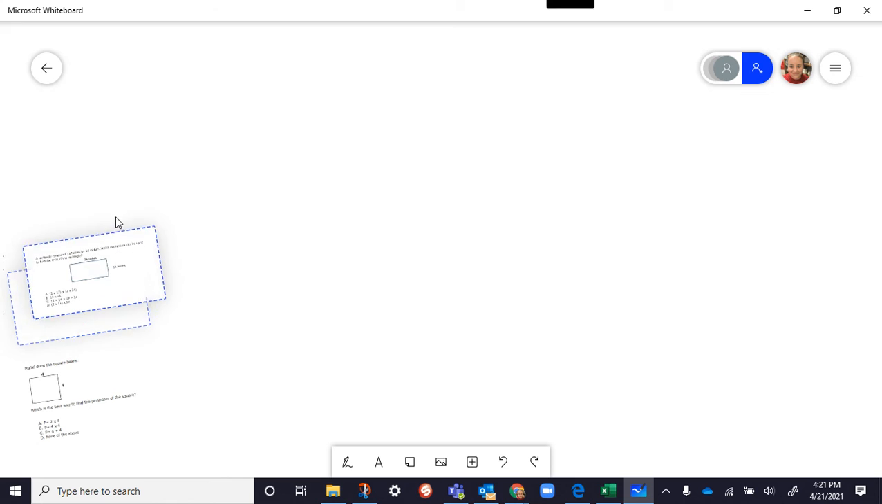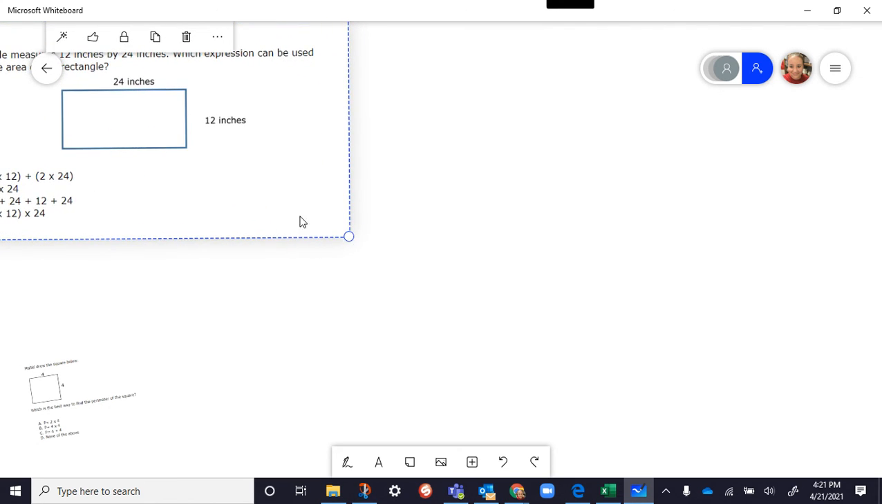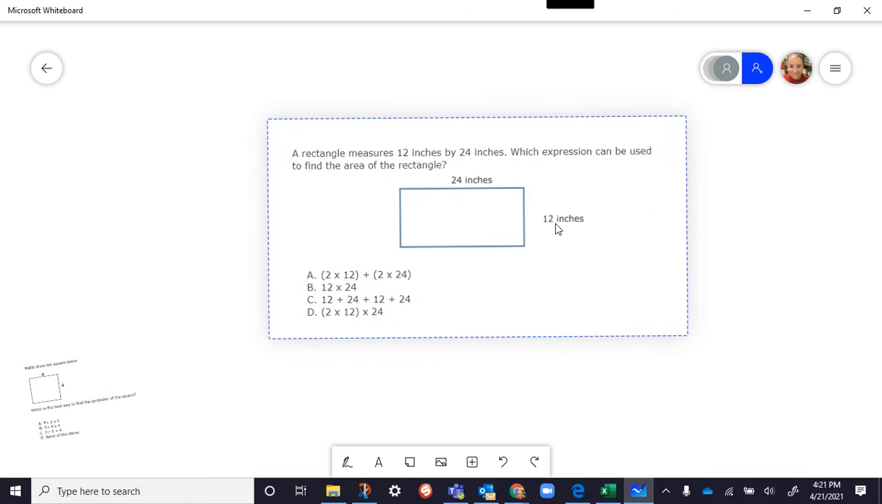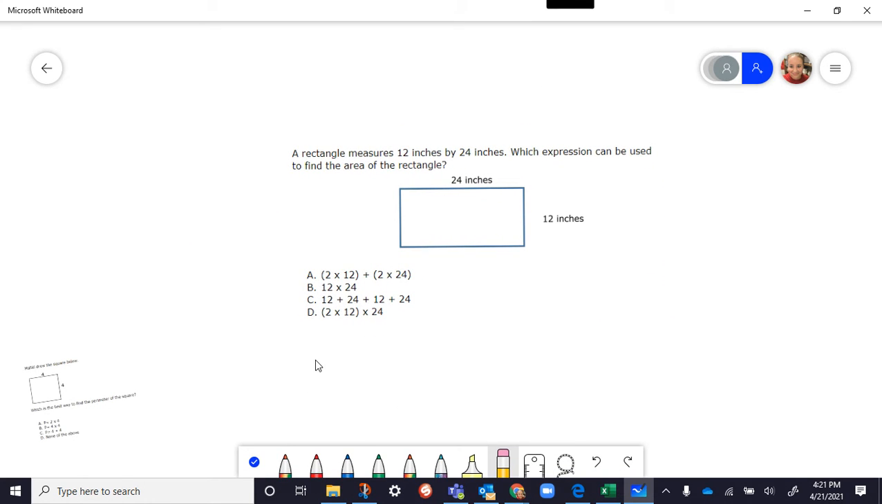All right, next up, let's see what this one says. This one says that we have a rectangle and it measures 12 inches. So here's 12 inches. Let's see, what color do we want now? 12 by 24. There's the 24. Which expression can be used to find the area?